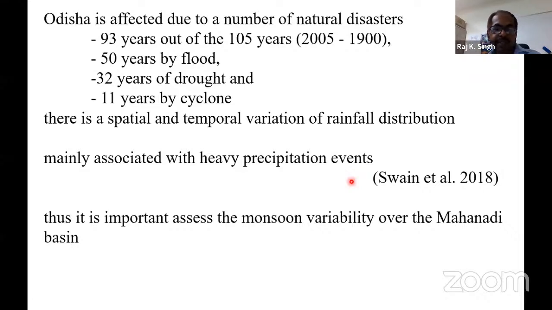So this is one of the data suggesting that Odisha, this state, is particularly affected by natural disasters: in 93 years out of 105 years, with 50 years of flood, 32 years of drought, and 11 years of cyclone. And there are spatial and temporal variations in the rainfall distribution, mainly associated with heavy rainfall. There are cyclones and other events, and local factors also influence these regions.